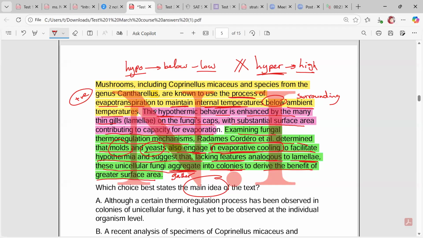And suggest that lacking features analogous to lamella، يعني ان هم ما عندهمش حاجة زي الجلز دي اللي في المشرومز. These unicellular fungi gather each other علشان to overcome ان هم ما عندهمش الجلز into colonies to derive the benefit of greater surface area. فعندهم greater surface area فكلهم متجمعين يعملوا نفس evaporation، حرارتهم تقل.